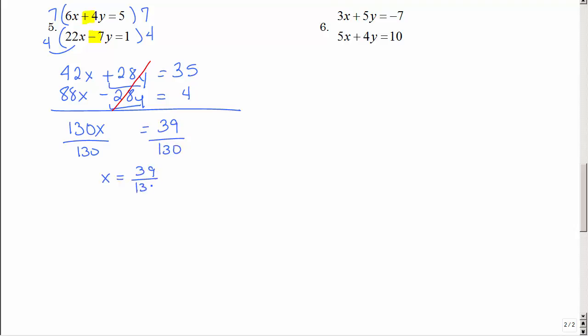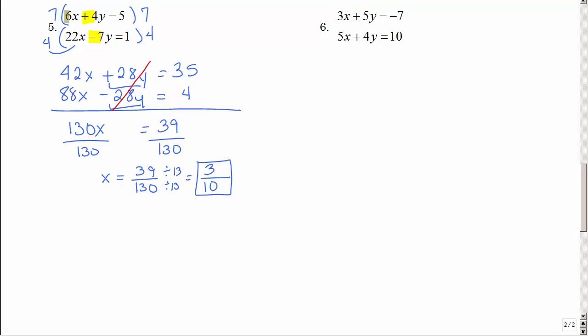39 over 130. Can those be reduced? Yes, in fact, they're both divisible by 13. I know that's not a very common thing, but they are both divisible by 13. 13 goes into 39 3 times, and that goes in there 10 times. So sometimes we get nasty numbers, and are we done? No, we have to get y.